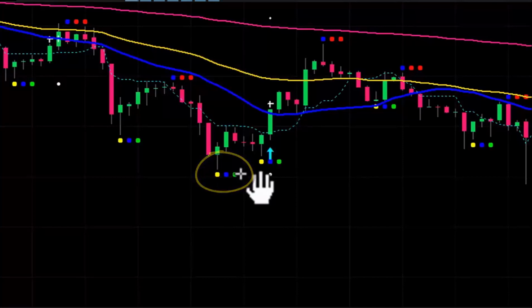That's how that works. And we'll look at a lot more examples. All right, now I want to talk about the next setup, the failed swing setup.